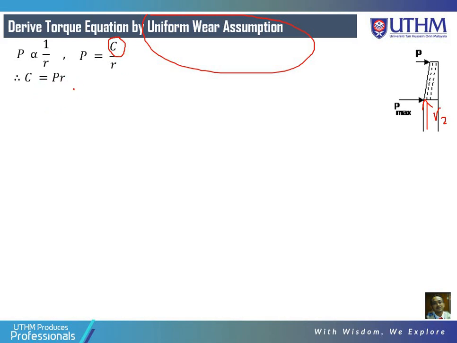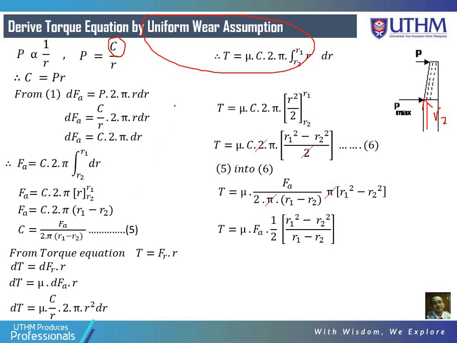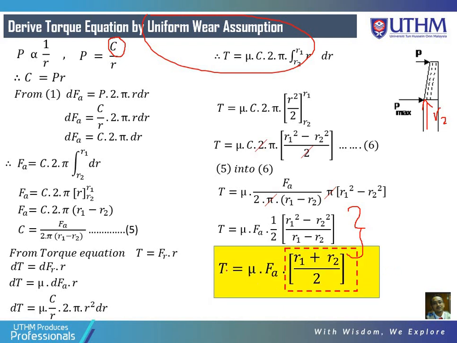So actually C is equal to C P R, equal to P times R, and from equation number 1 just now, we know this one. After a long derivation, we will get the simplified equation over here. Okay, this is actually the torque that is capable of being transmitted by the friction plate in a uniform wear assumption. So again, in the uniform wear assumption, the mean radius is actually the red box over here. So it's different compared to the uniform pressure assumption.